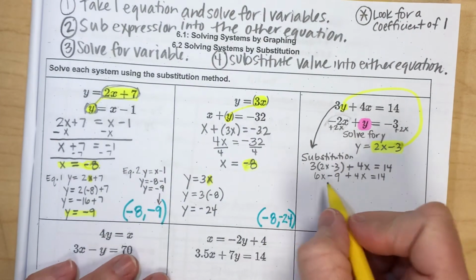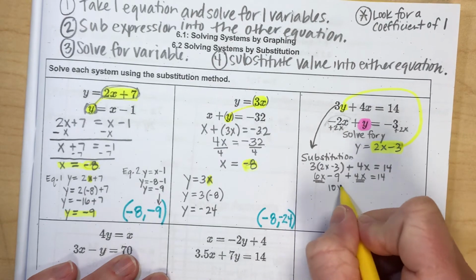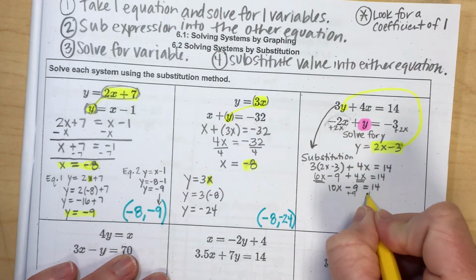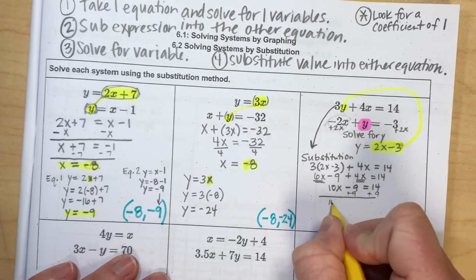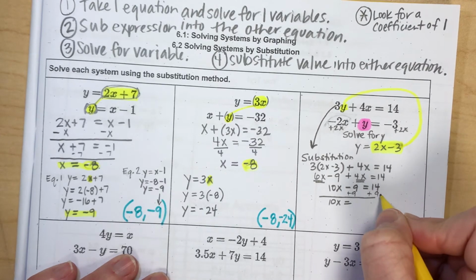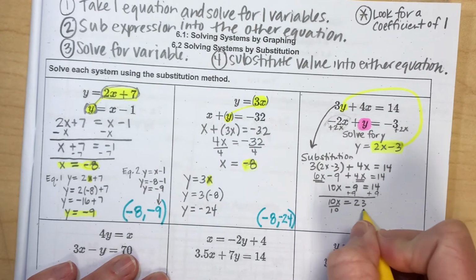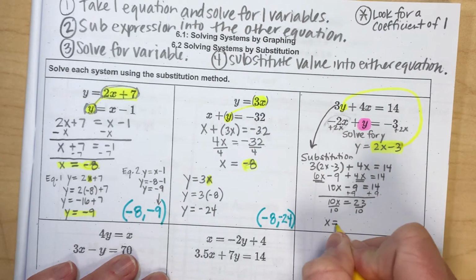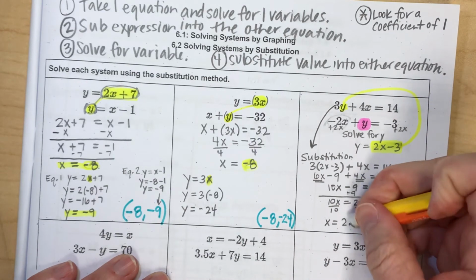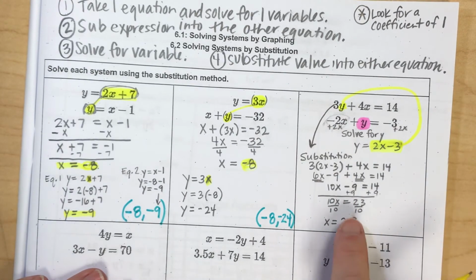Now I have like terms here that I'm going to combine together. My x's here, I have a total of 10 x's, minus 9 is equal to the 14. I'm going to add 9 over, and I have 10 x's equal, let's see here, 14 plus 9 is 23, and I'm going to divide by 10. X is equal to, I'm going to get 2.3. Oops, I almost wrote a 6 by accident. 3. All right, so now I've got my value for x.